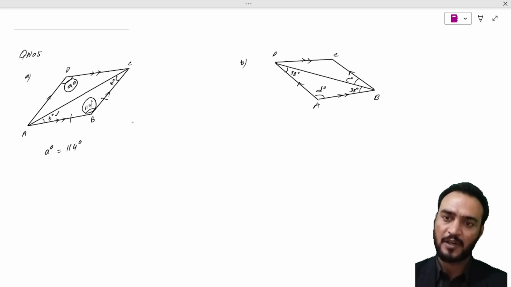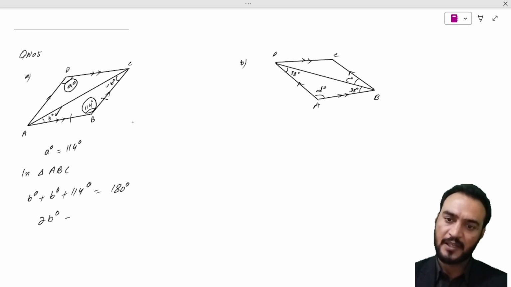This is a very famous property of a triangle, that angles opposite to equal sides are always equal. So if this angle is equal to b degrees, then this angle is also equal to b degrees. So in triangle ABC, we have the three interior angles, that is b degree, b degree and 114 degrees. So we will put the sum of these three angles equal to 180 degrees. So in triangle ABC, b degree plus b degree plus 114 degrees is equal to 180 degrees.